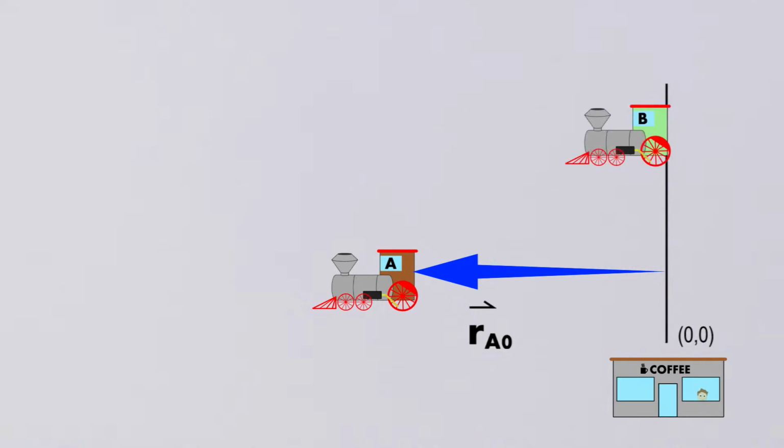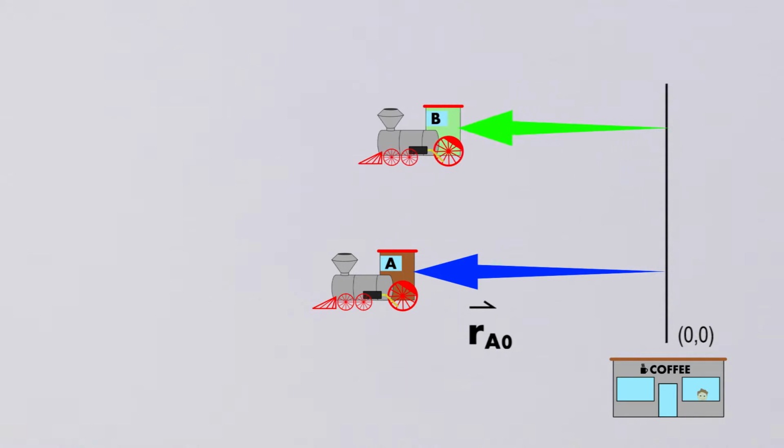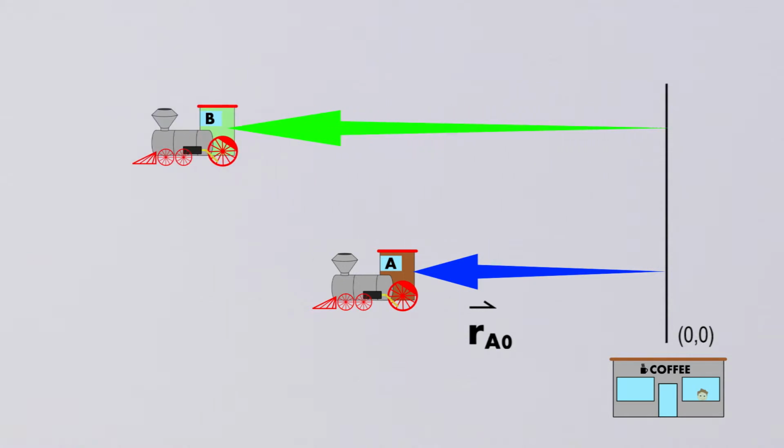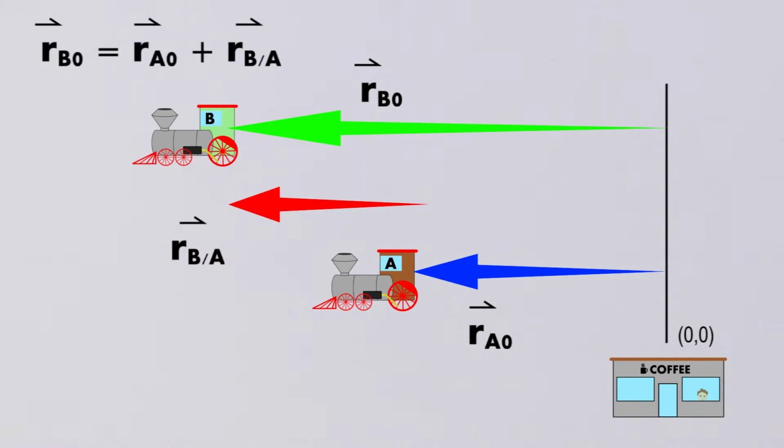Now, let's assume there's another train B traveling in the same direction, and its position is shown further down and denoted as r sub B0. So, from your basic vector algebra, you can write a simple position equation as shown here. r sub B0 is equal to r sub A0 plus r sub BA. This basically means position of train B is equal to position of train A plus position of train B with respect to A.